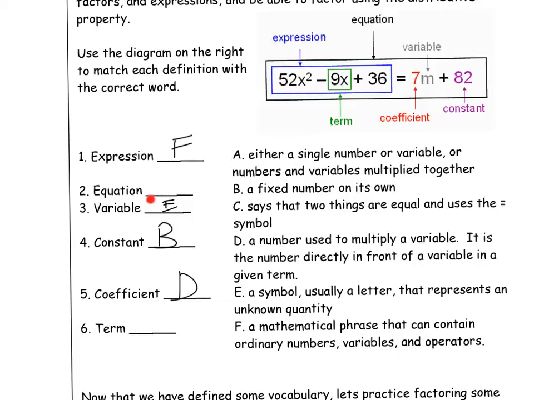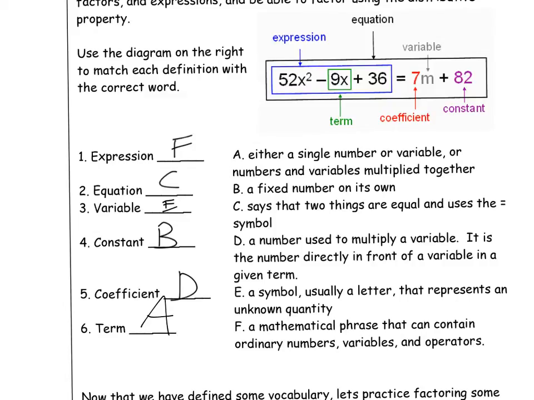Okay, the next one is equation. Oh, we saw that one somewhere. Here it is. It says that two things are equal and uses the equal symbol. That's an equation. So that's C. Okay, and then we already said that variable is E, constant is B, coefficient is D. So term must be A. Let's see. Either a single number or variable or numbers and variables multiplied together. And look, that's exactly what they circle as a term here. So yes, that's a term.